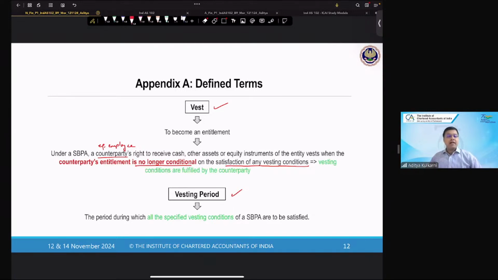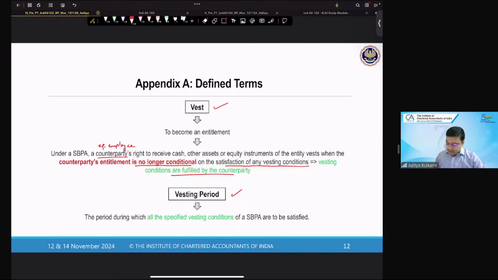Now, no further condition is there. So the entitlement to those options is no longer conditional on satisfaction of any vesting conditions. That means the vesting conditions are fulfilled by the counterparty. So that is the meaning of vest.